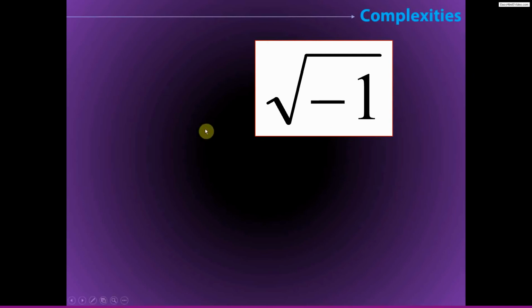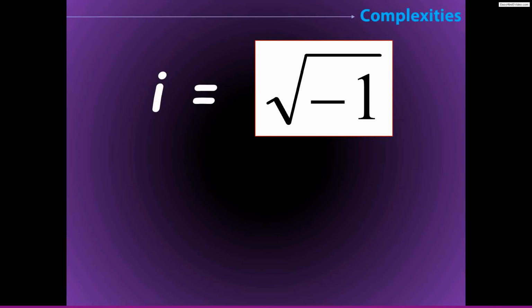Okay, so this you've probably seen before. This is the square root of -1, and this is called the complex operator, or i. Mathematicians tend to use i, engineers tend to use j because they use i for current. MATLAB accepts i or j. I tend to use i just for simplicity.